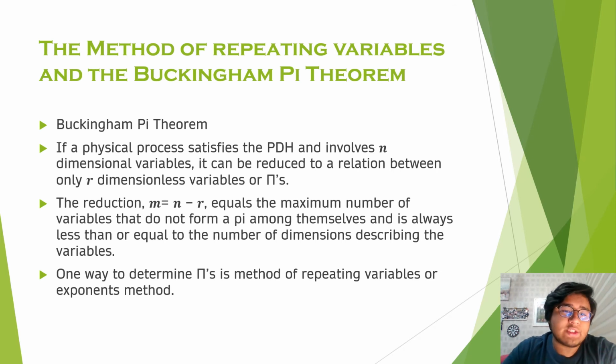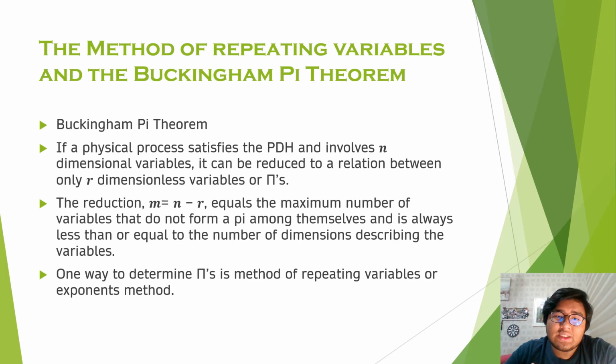So next topic, which is the method of repeating variables and the Buckingham-Pi theorem. First thing first, I would like to define the Buckingham-Pi theorem before I move on to the method of repeating variables. So Buckingham-Pi theorem: if a physical process satisfies the PDH, or the principal dimensional homogeneity, and involves n dimensional variables, it can be reduced to a relation between only r dimensionless variables, or pi.